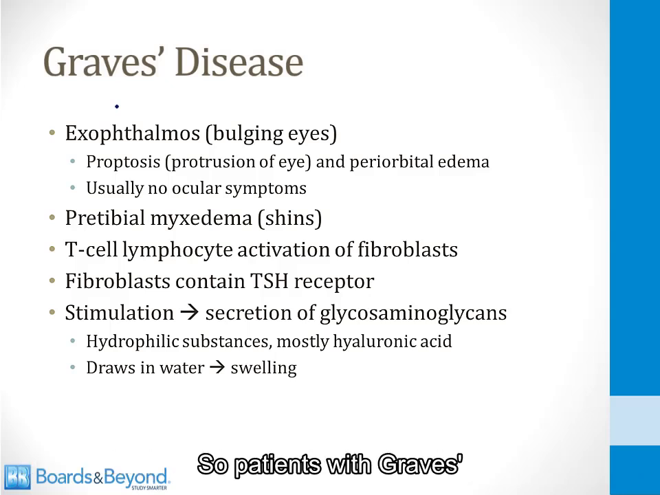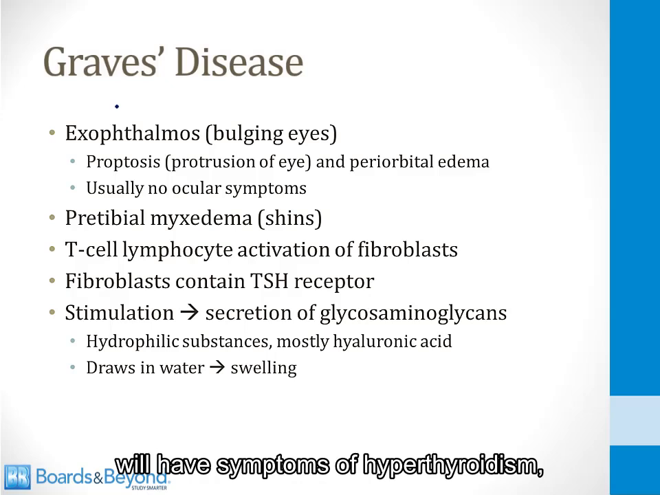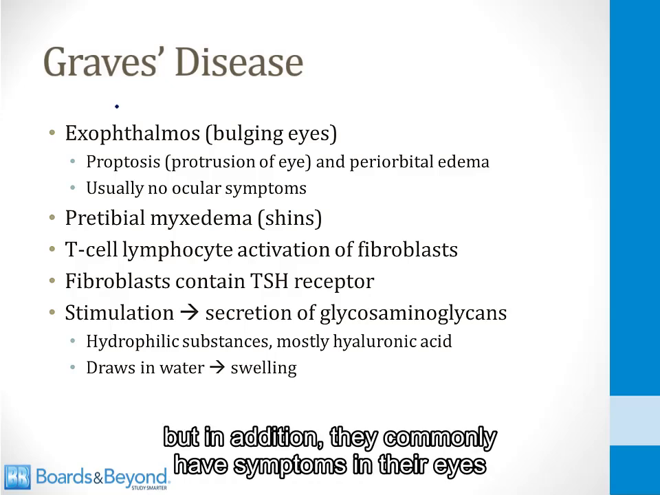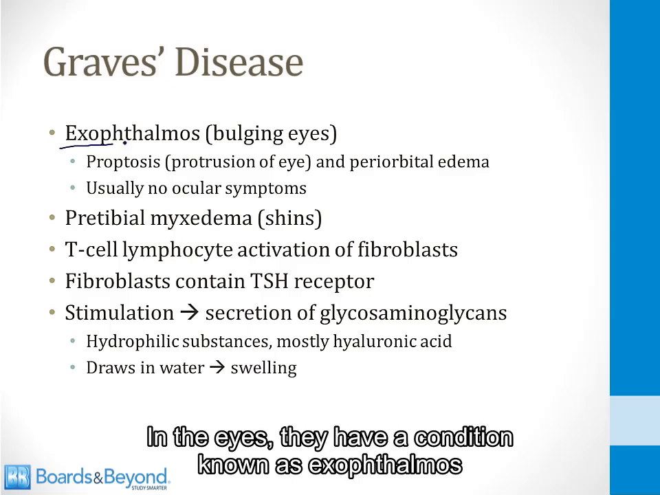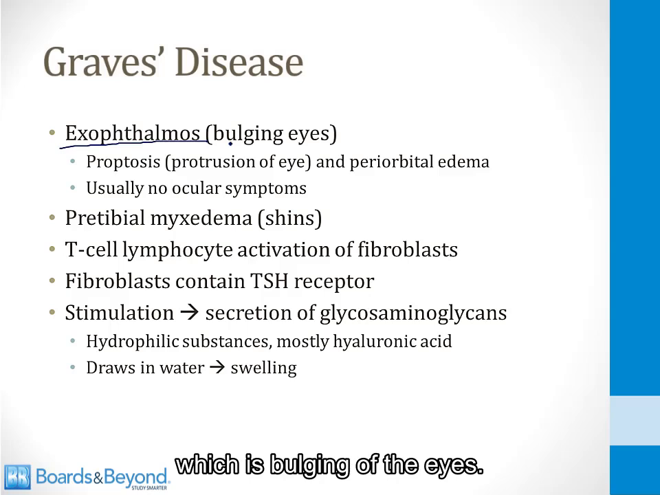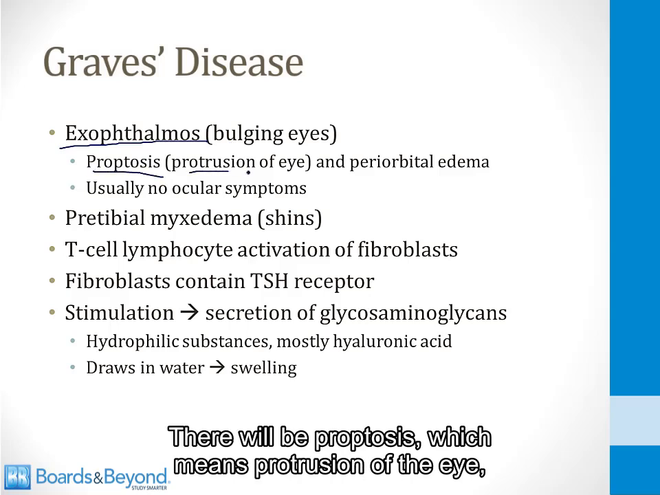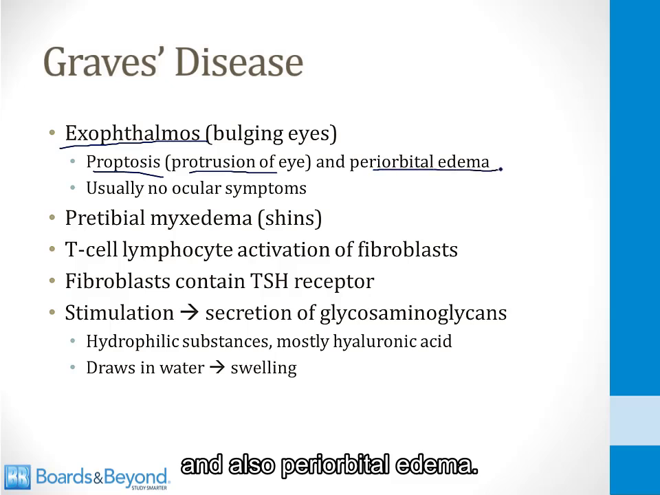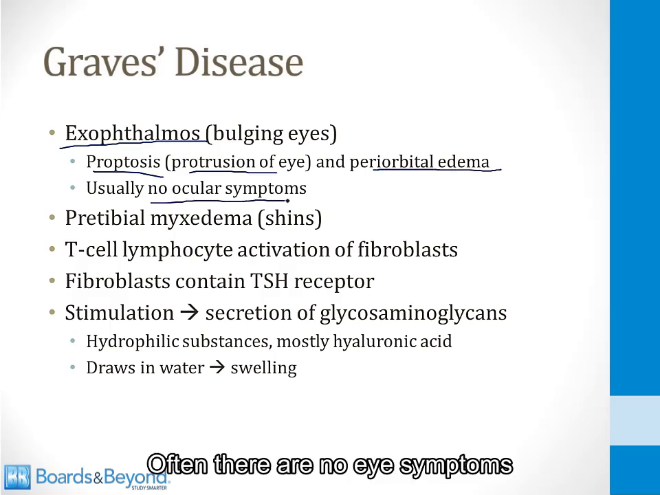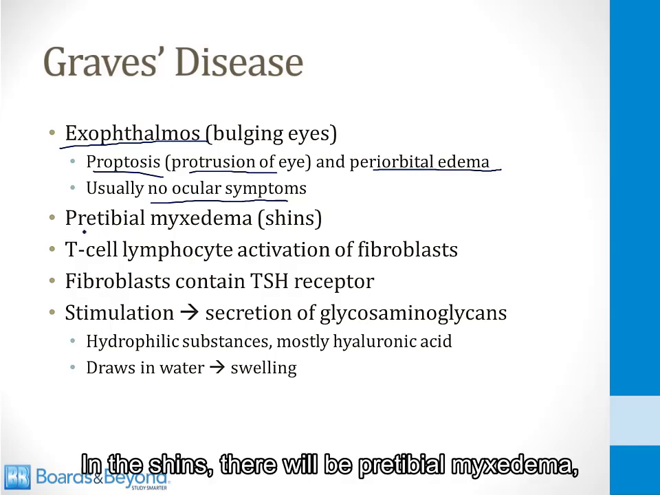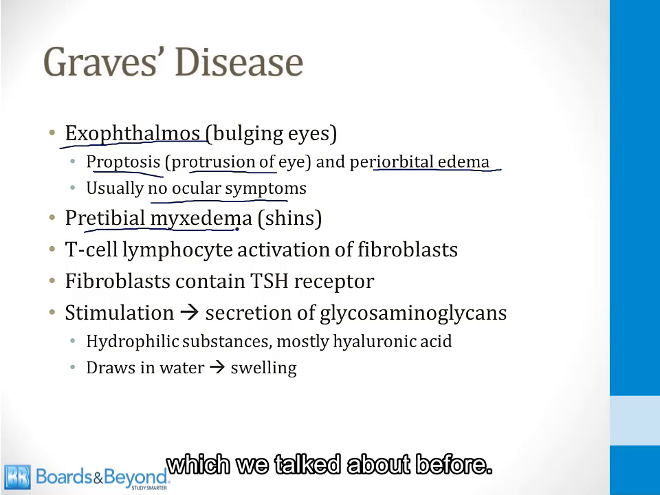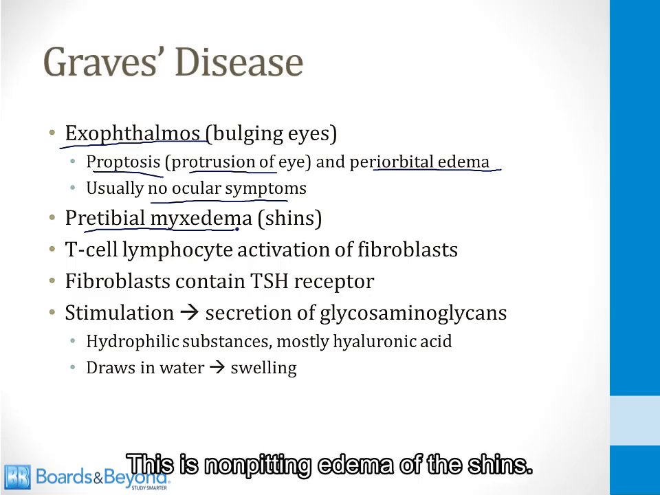So patients with Graves will have symptoms of hyperthyroidism, but in addition, they commonly have symptoms in their eyes and in their shins. In the eyes, they have a condition known as exophthalmos, which is bulging of the eyes. There will be proptosis, which means protrusion of the eye, and also periorbital edema. Often there are no eye symptoms, but the patient notices the bulging of the eyes. In the shins, there will be pretibial myxedema, which we talked about before. This is non-pitting edema of the shins.